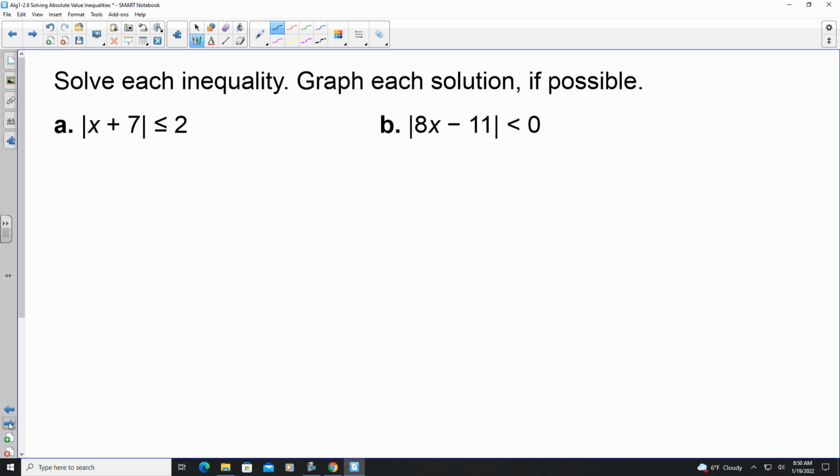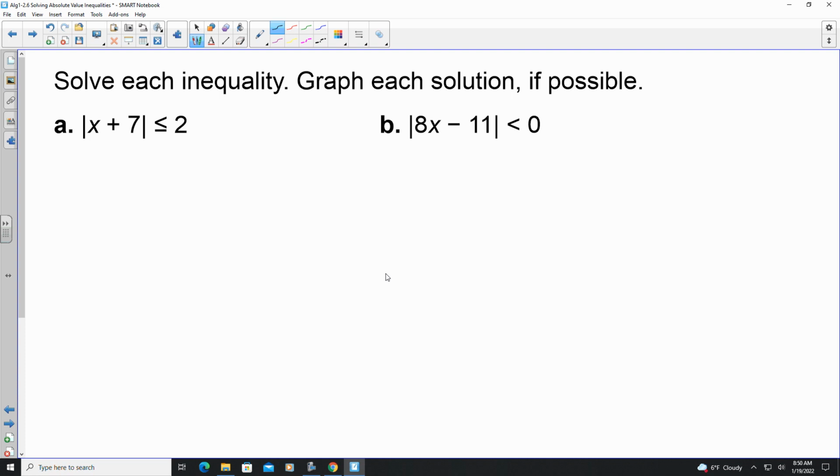All right. So here they are asking us to solve each inequality, and they want us to graph each solution if possible. So here is example A. I got the absolute value of x plus 7 is less than or equal to 2.